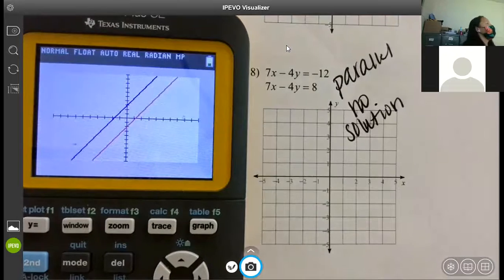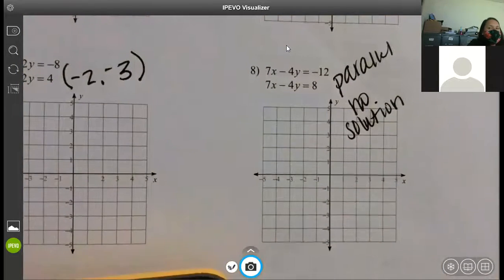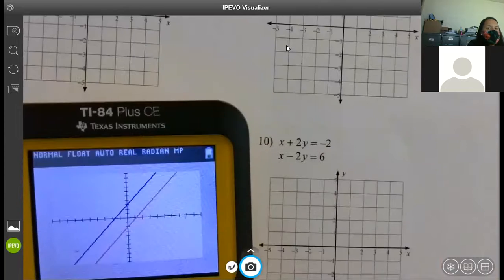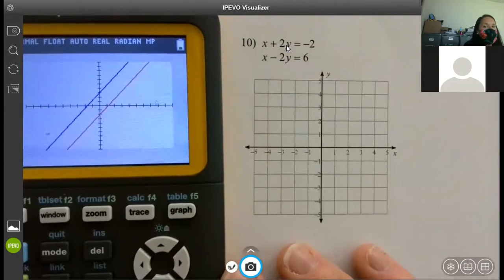Is everybody good? All right, I want to move to number 10 and then we'll talk about number 9. And then we'll be done. You can work on your homework, you'll have plenty of time.